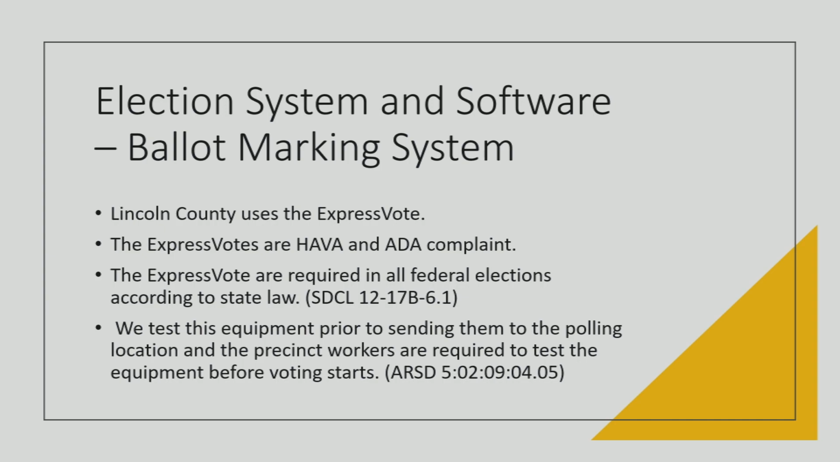Election Systems and Software ballot marking system. Lincoln County uses an ExpressVote. The ExpressVotes are HAVA and ADA compliant. This is the computer that you would see at the voting places during all federal elections. We test that equipment prior to sending it to the polling location, and precinct workers are required to test the equipment before voting starts. These machines are required because of the ADA. They're used for people that have disabilities, but we cannot deter you. If you want to use it and you don't have a disability, we can't deter you from using it.